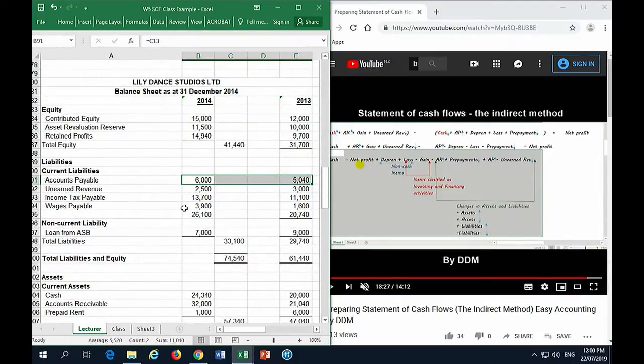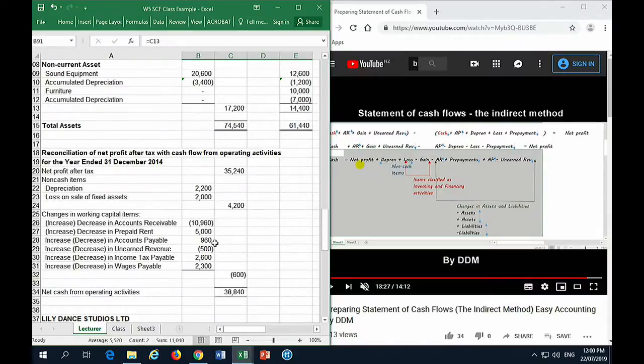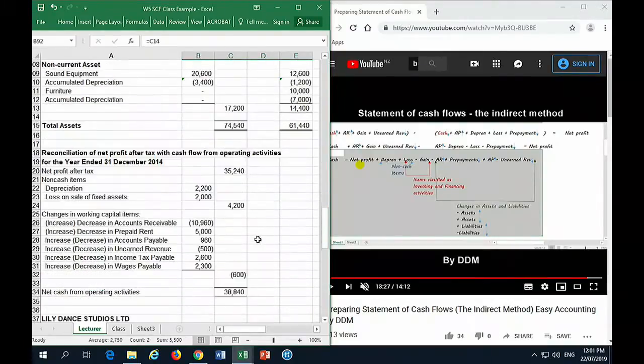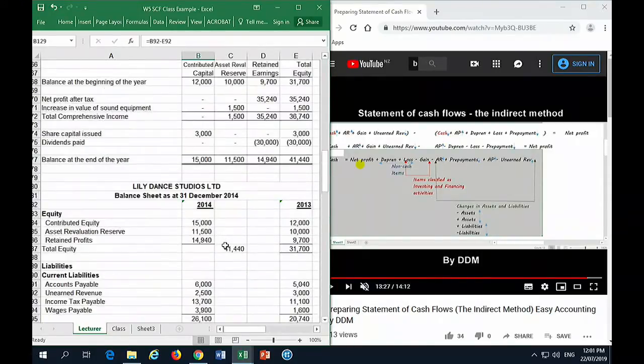So there's an increase in accounts payable. So when liabilities increase, 960, we add 960 to net profit. Does that make sense? All right. Next one, unearned revenue. Do we have an increase or decrease? Decrease. When we have a decrease in liabilities, we need to minus. See that? $500.